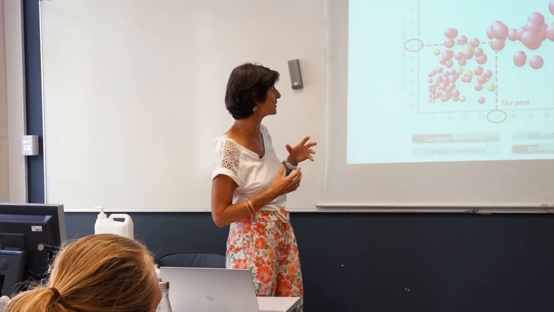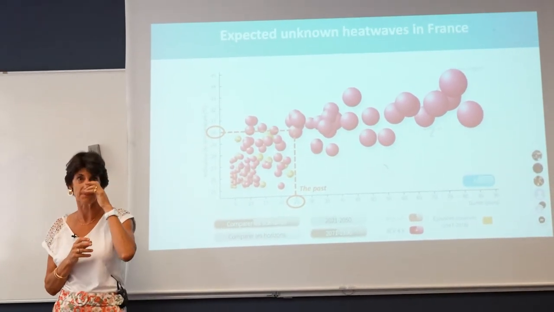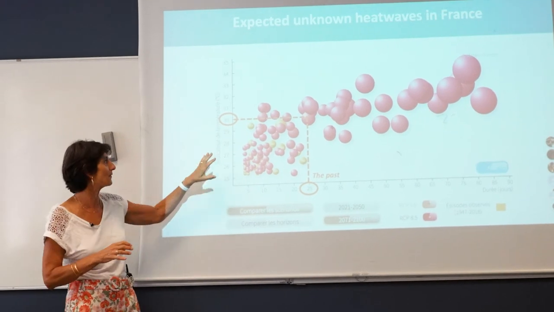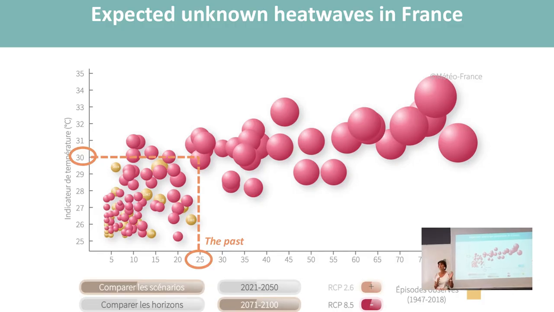And if we think of France, if you go on the website of Météo France, you will see they have a tradition now to represent heat waves in terms of those bubbles with a horizontal axis, which is the duration of the heat wave, the vertical axis, which is the maximum temperature reached, and the size of the bubble, which is the intensity of the warming.